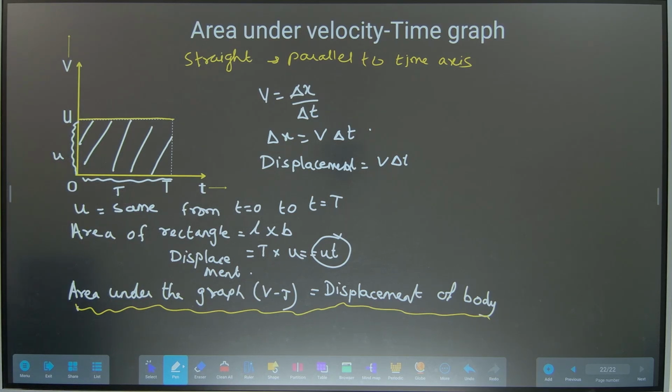And this particular concept we are going to use in our next derivation, which is the most important derivation of this chapter, equations of motion using a graph.